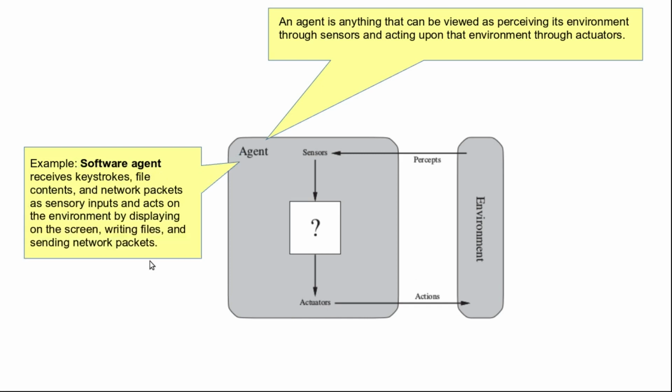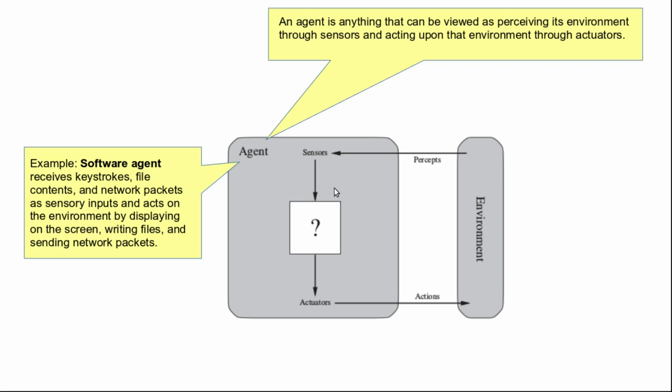Or your agent may be simply a software agent. In the case of a software agent, it will receive key presses, or can read a file, or it will receive network packets over the internet, and these would be the sensory inputs to the software agent. The software agent will act upon the environment by displaying something on the screen, or writing something to files, or sending network packets over the internet. So with these examples, I hope it is clear what an agent is.